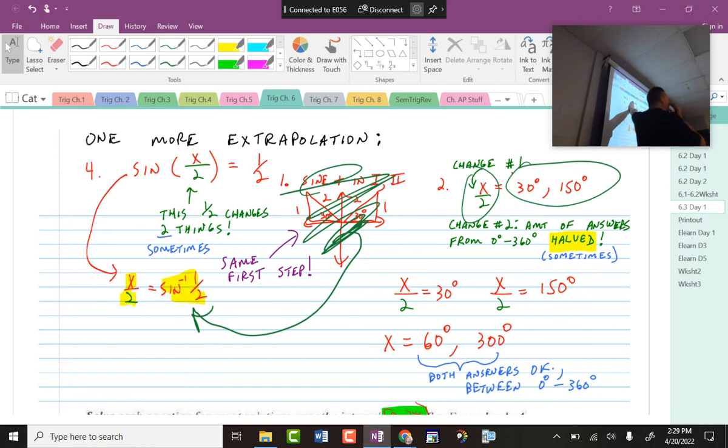By the way, cosine of what kind of angle measure equals a half? 3, 2, 1, go. 60. It had to be 60. Where else is cosine positive? What quadrant? 4. So we got to use an imagination. This would be 60 and 300.